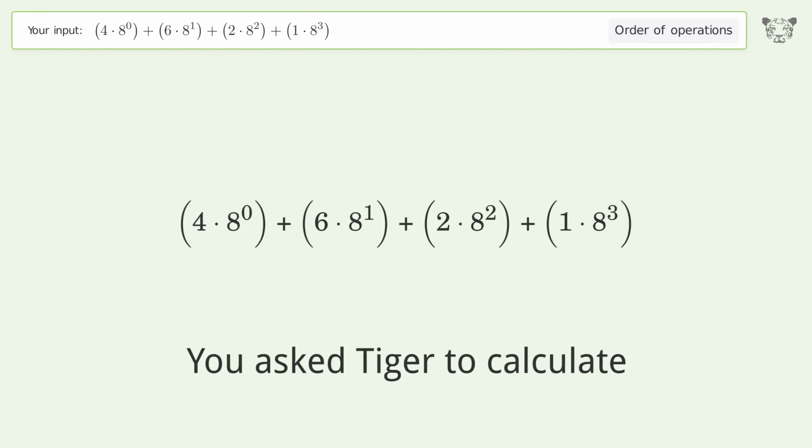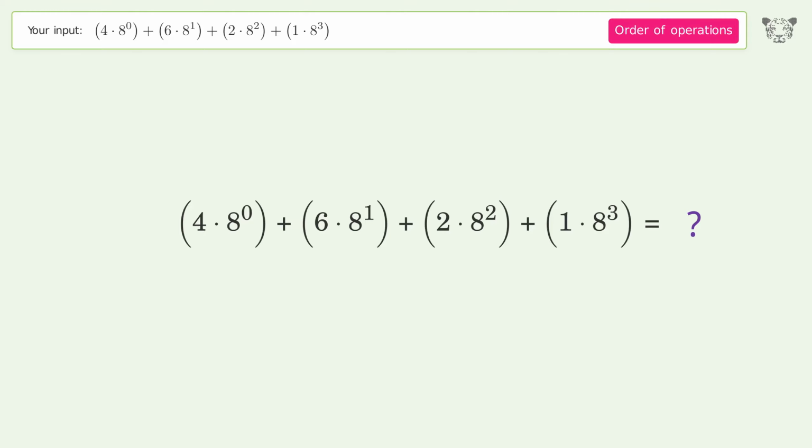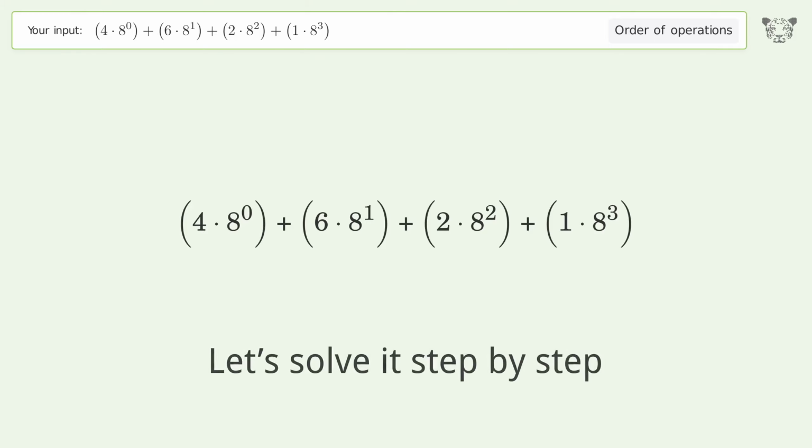You ask Tiger to calculate. This deals with the order of operations. The final result is 692. Let's solve it step by step.